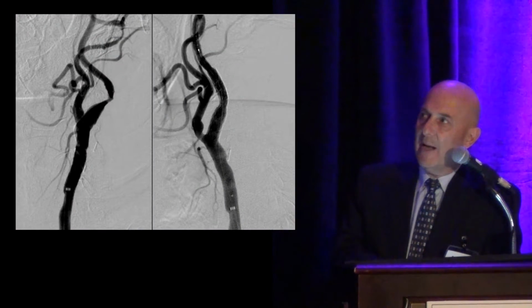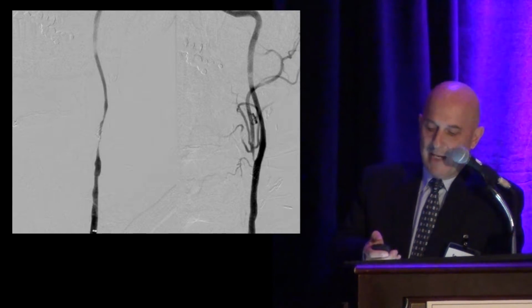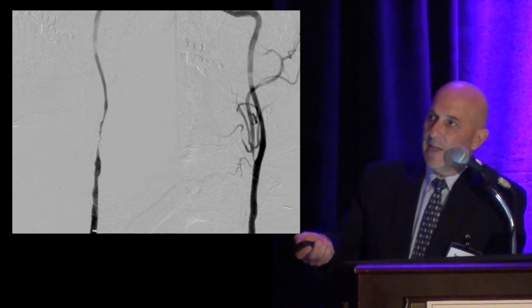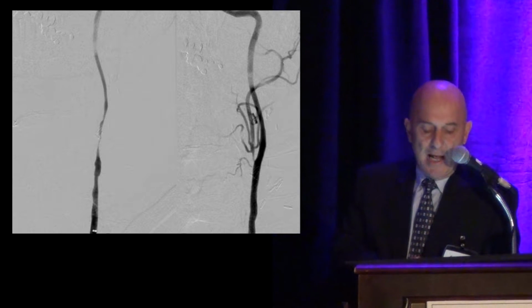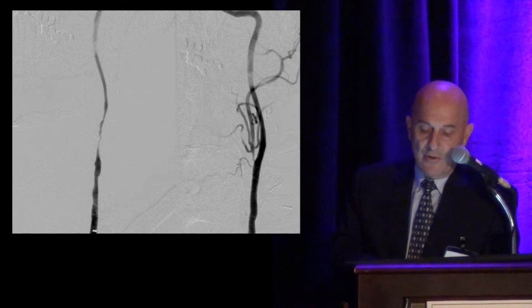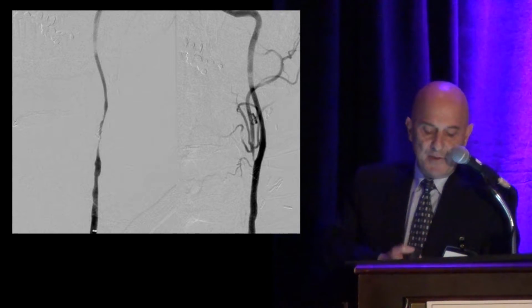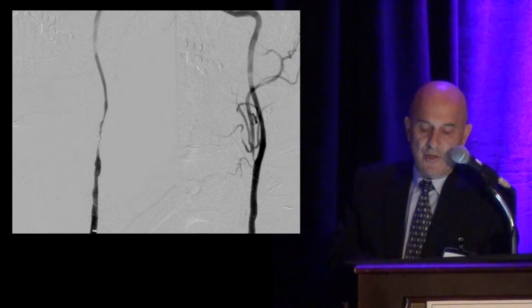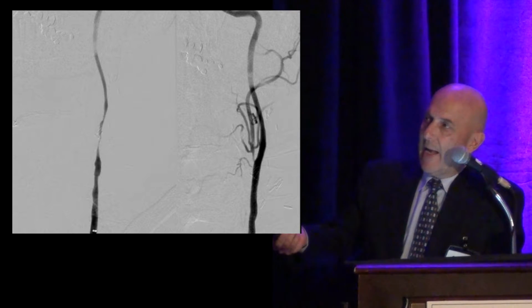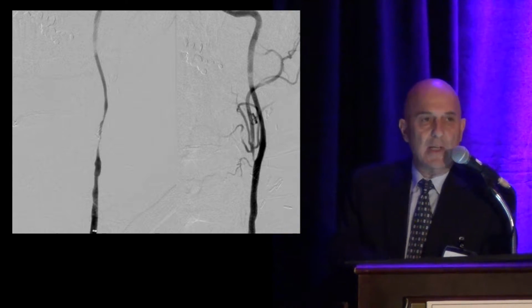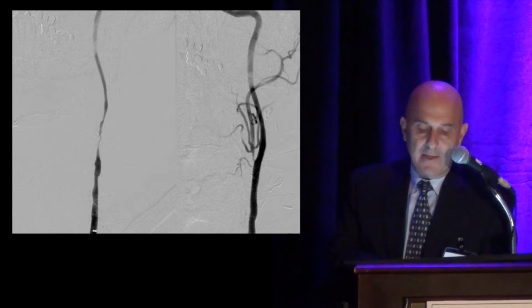Another one before and after, and even this one that was a high-grade stenosis. As you can see here, no flow to the external, very, very narrow internal carotid artery, also a recurrence on a patient with extensive cervical surgery due to cancer after treatment using the filter and the carotid stent.